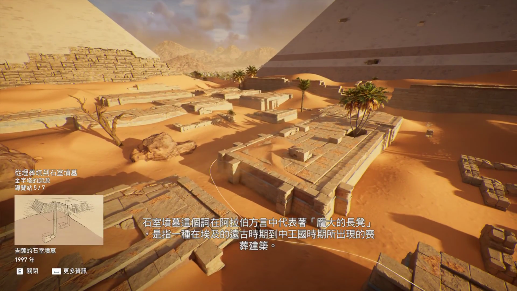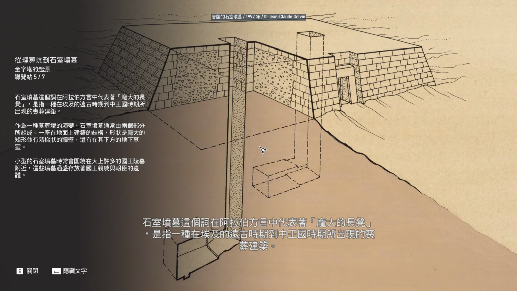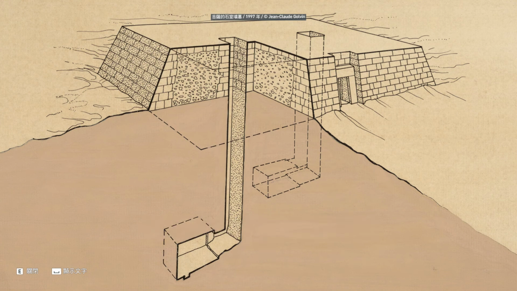The term mastaba, meaning massive bench in dialectal Arabic, refers to a form of funerary architecture that was present in Egypt from the Archaic period to the Middle Kingdom.